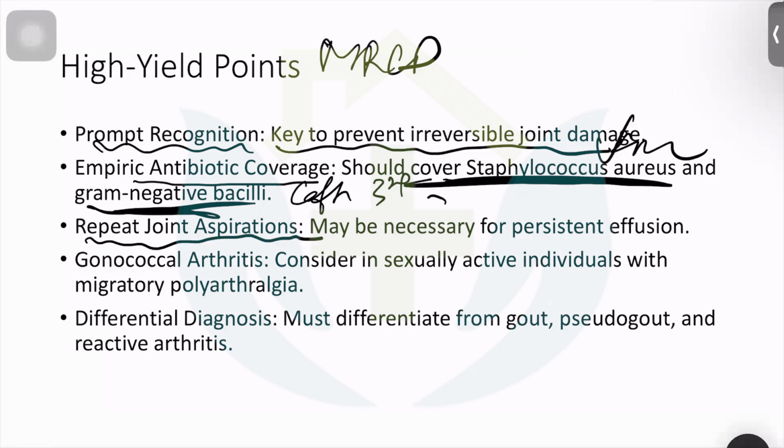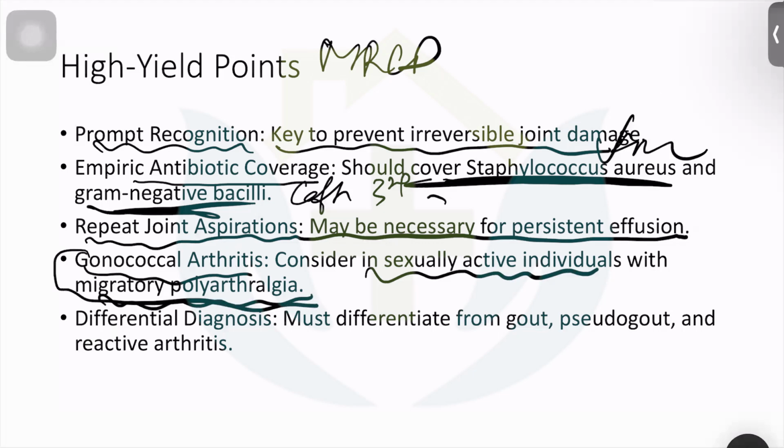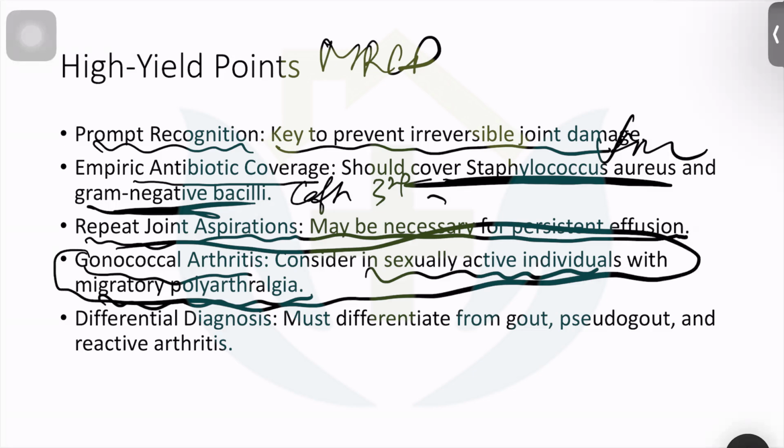Repeated joint aspirations may be needed for persistent effusion. Gonococcal arthritis is in sexually active people with migratory polyarthralgia. Very important. Migratory polyarthralgia. Differential diagnosis: gout, pseudo-gout and reactive arthritis.